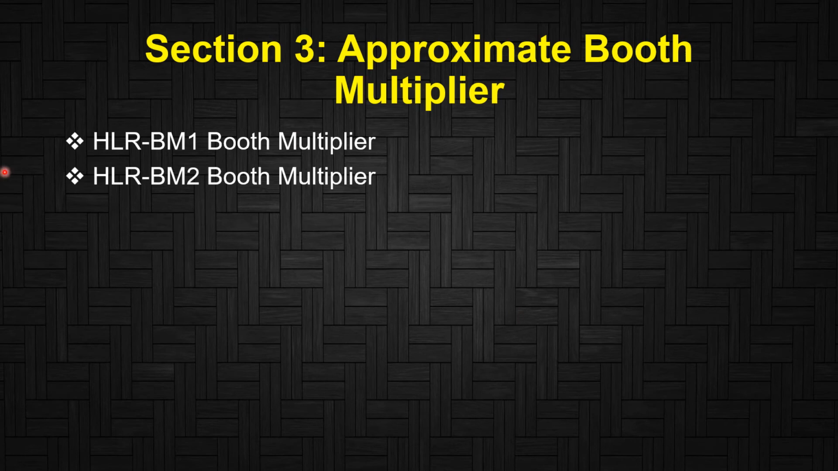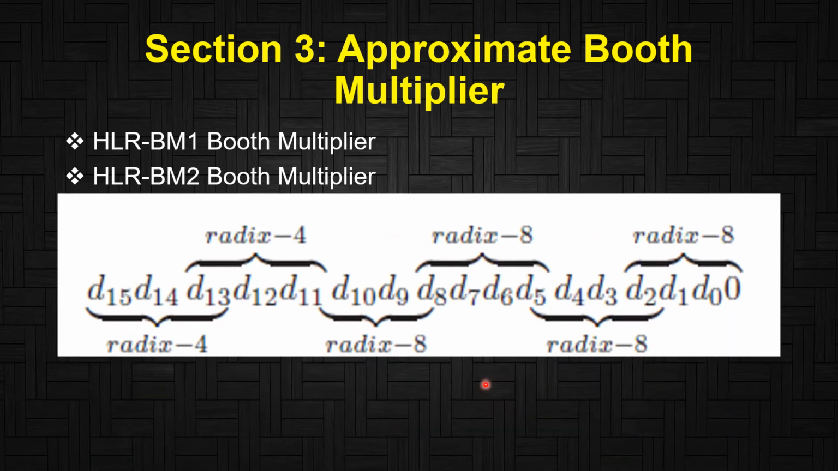HLR-BM2. HLR-BM2 is proposed using R8-ABE2, whereas R8-ABE2 is designed on the phenomenon that positive and negative errors in the logic complement each other. This allows further reducing the height of the partial product matrix. The 12 least significant bits of the multiplier are encoded using the approximate radix-8 encoder, whereas the remaining 4 bits are encoded using the radix-4 encoder.